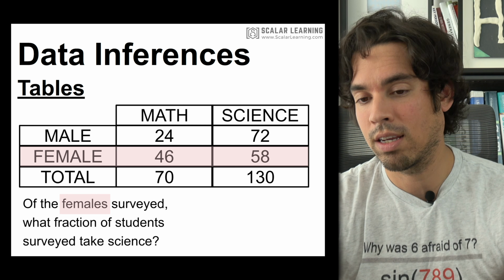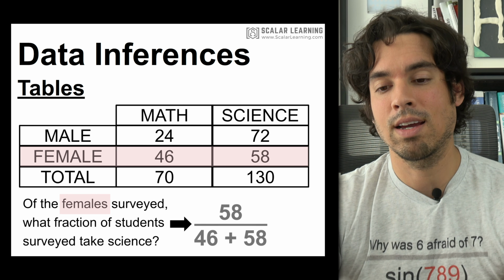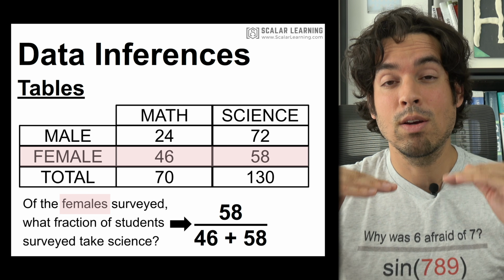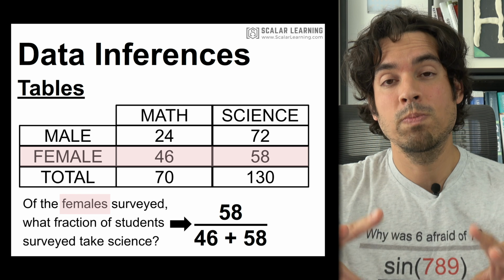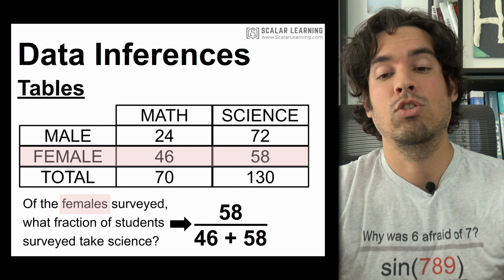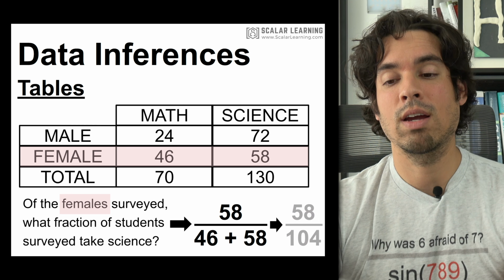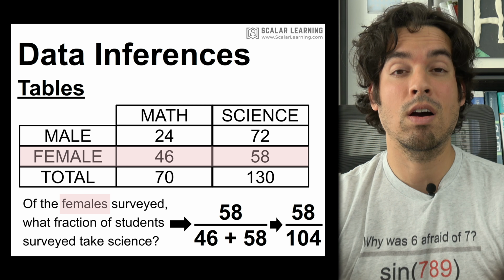Well, what is that? It looks like it's 58 take science out of, now it's not the grand total of 200 because we've limited it. We've cut our initial pool to just the females. So then that total is 46 and 58. Add those together and we get a fraction of 58 out of 104.